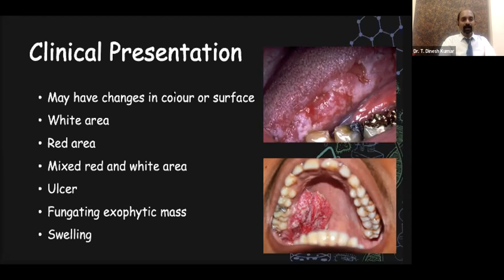And there are also other ways by which they can present clinically. It can have a white area, or it can have a red area, or it can have a mixed red and white area. And very frequently they have fungating exophytic masses, and they can also present as a swelling.